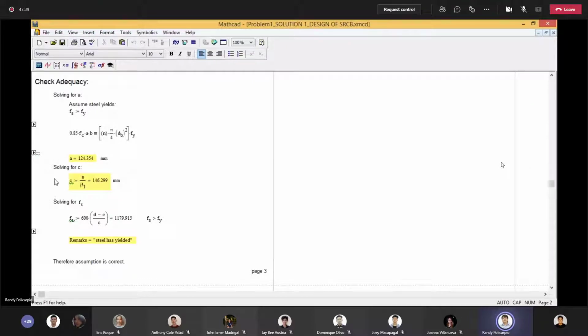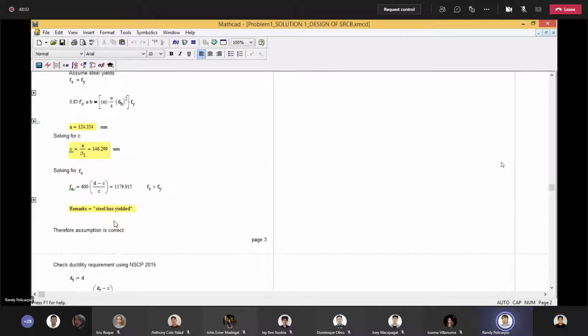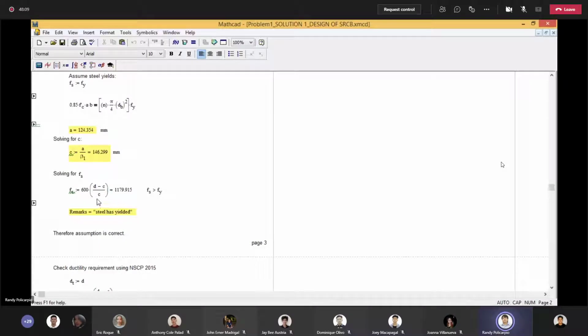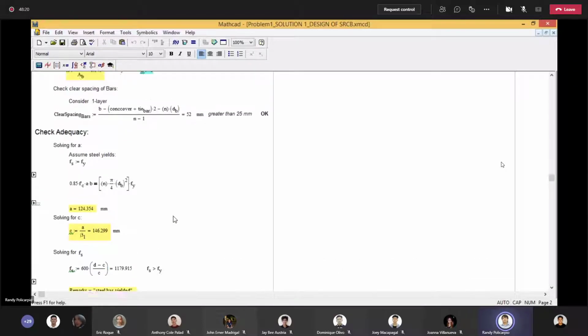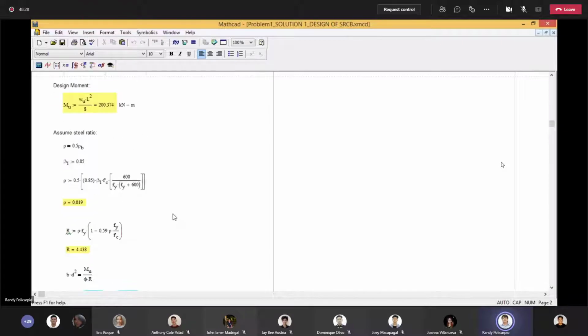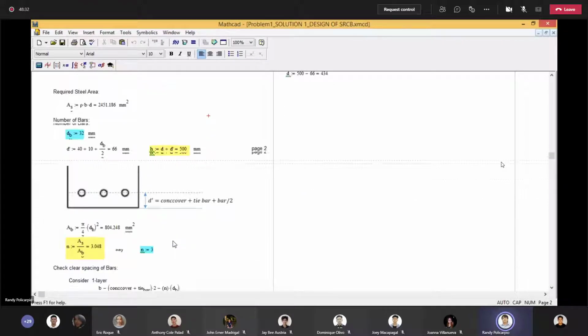So nakikita nyo dito puro shortcut na. But remember, when you do this in an exam, you should complete it. Kailangan well presented ito. Kompleto, ha? So I just shorten, dahil yung MATCAD kasi kaya niyang gawin yan. Okay, you check now if your steel really yields. Okay, so it shows here that your fs is 1,179.915 megapascal. And this is greater than fy. Ano ba yung fy natin? Ang fy natin ay malayo-layo na tayo kasi. Dito na lang tayo.